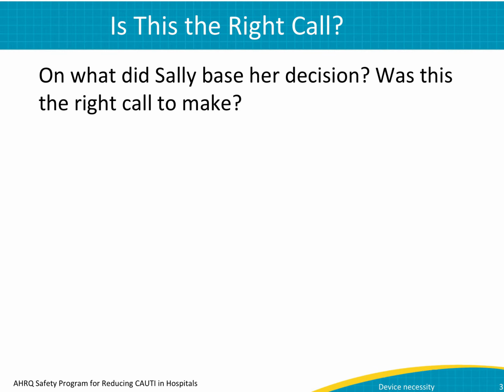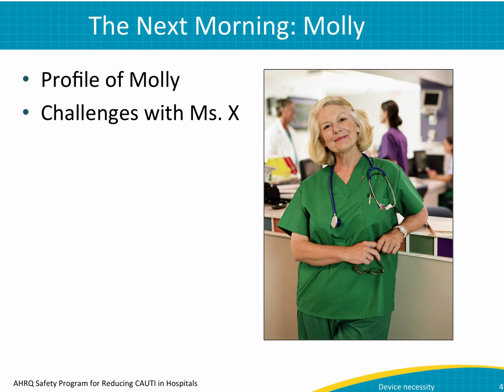Pause the presentation and think. Was this the right decision? What elements of the situation led Sally to make her decision? You might have noted several key factors. First, there was no need for hourly outputs. Second, Ms. X was awake, alert, and able to void using a female urinal or a bedpan. Third, although Ms. X was on a chronic diuretic, which would lead to high urinary output, it was not being adjusted.